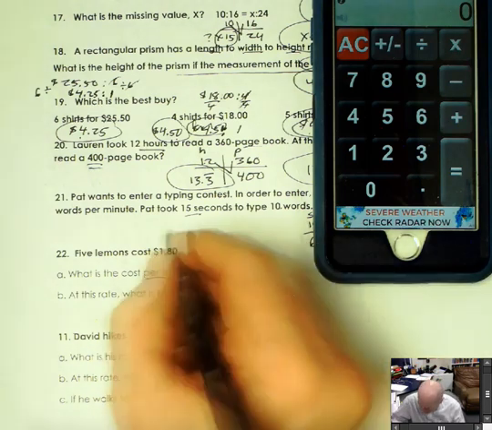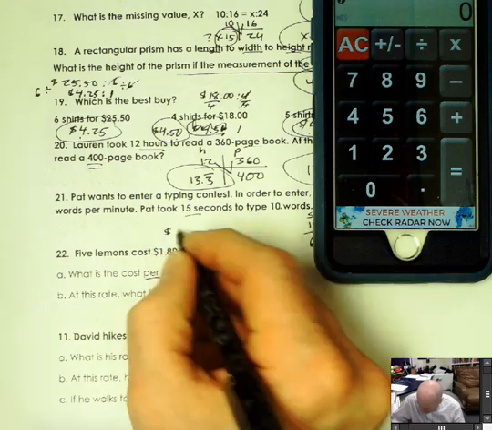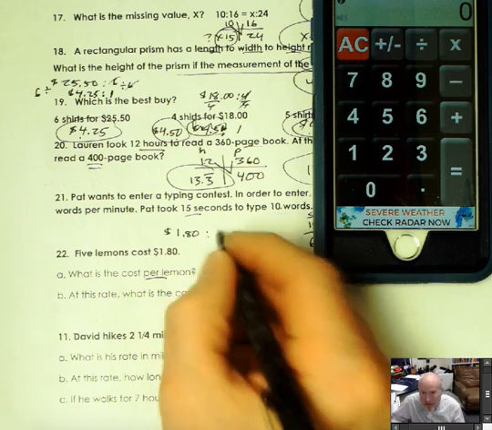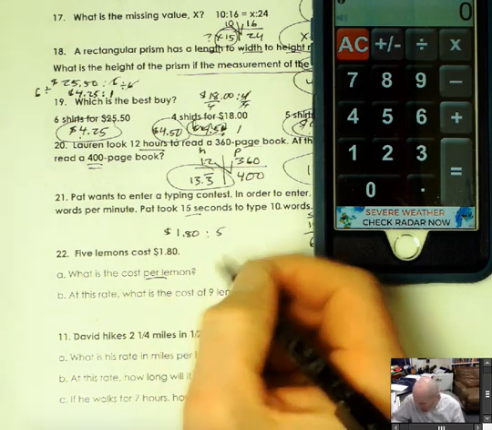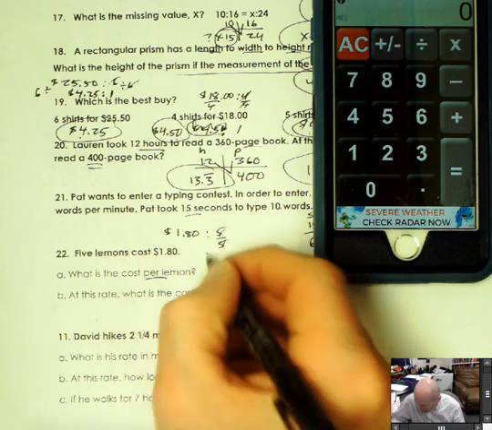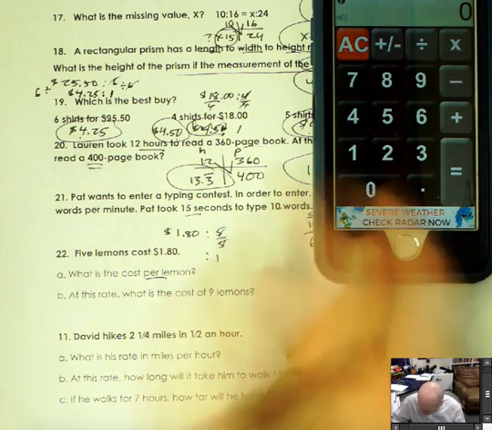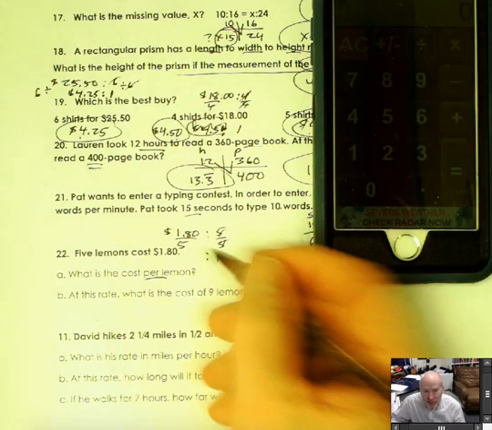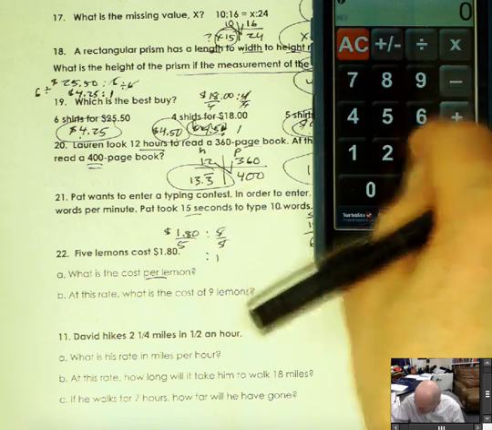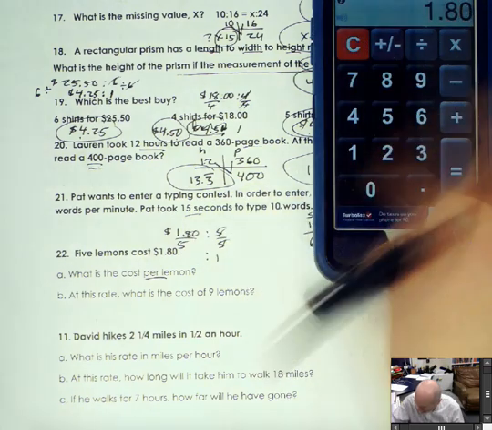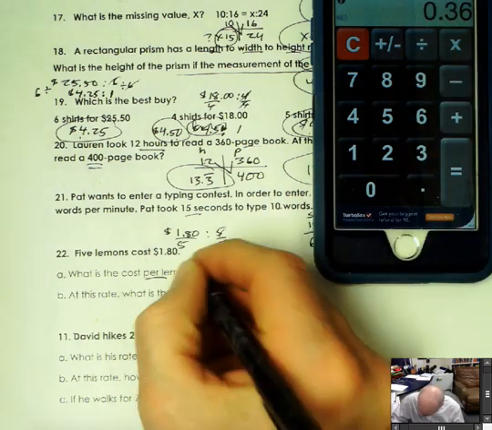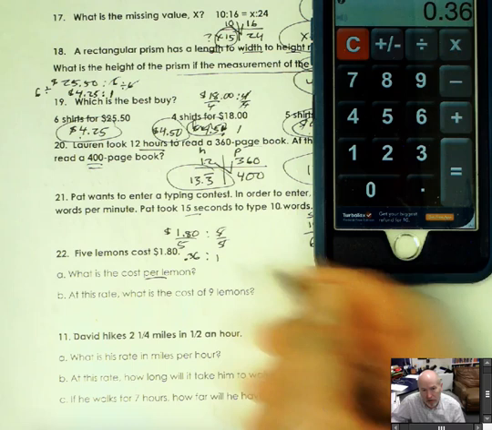So again, I like the money on the left here. I got $1.80, and that's a ratio for 5 lemons. So again, you can just divide those two, but I just kind of set it up like this to get my ratio down to a unit of 1. So now I have to divide 180 by 5 to figure out how much each of these lemons would cost. $1.80, and I'll divide it by 5, gives me 0.36. What does that mean? 36 cents.